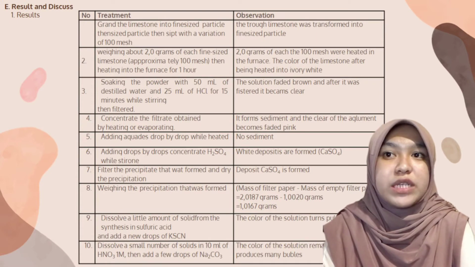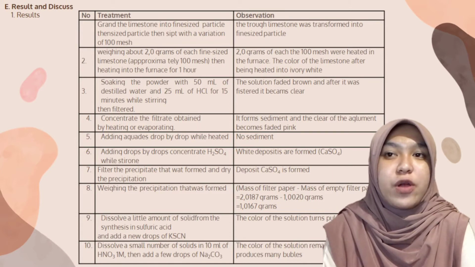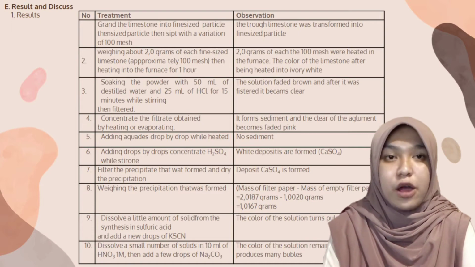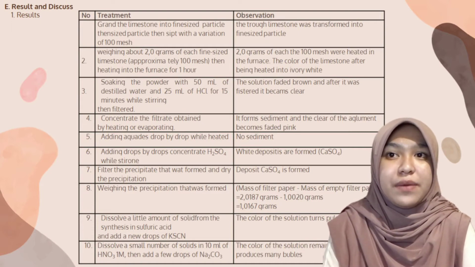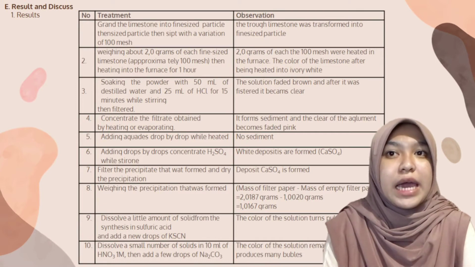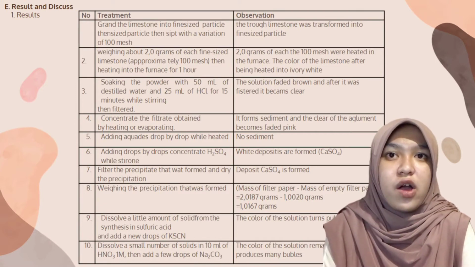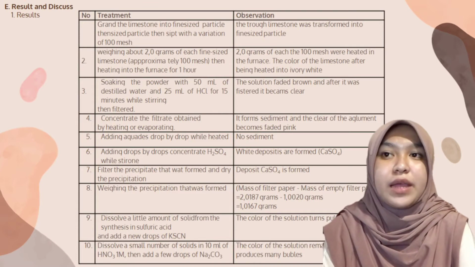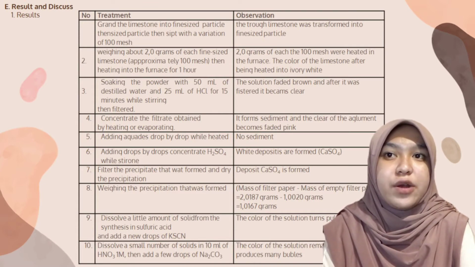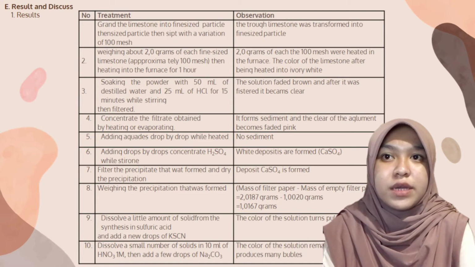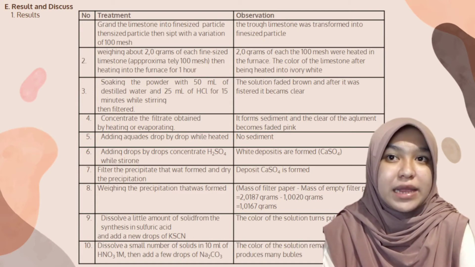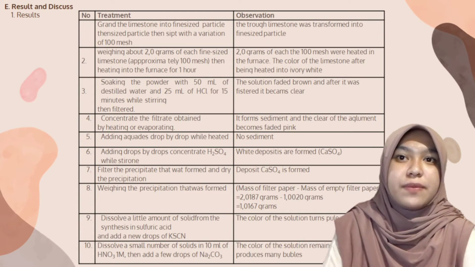Adding aqueous drop by drop while heated. Observation: no sediment. Adding drop by drop concentrated H2SO4 while stirring. Observation: it forms sediment and the color of the aqueous becomes faded pink. Next, adding aqueous drop by drop while heated. Observation: no sediment. Adding drop by drop concentrated H2SO4 while stirring. Observation: white deposits are formed.